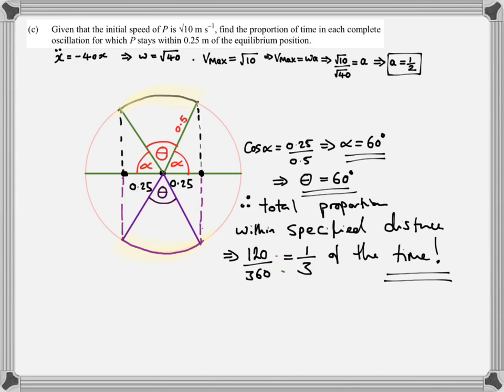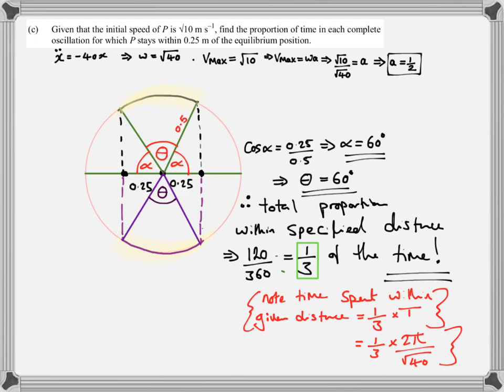If I actually wanted to find how much time it spent within that distance, then it's just a short further calculation. So I'll just do that at the bottom. So it'd be 1/3 of the periodic time, which would simply be 1/3 times 2 pi over root 40.